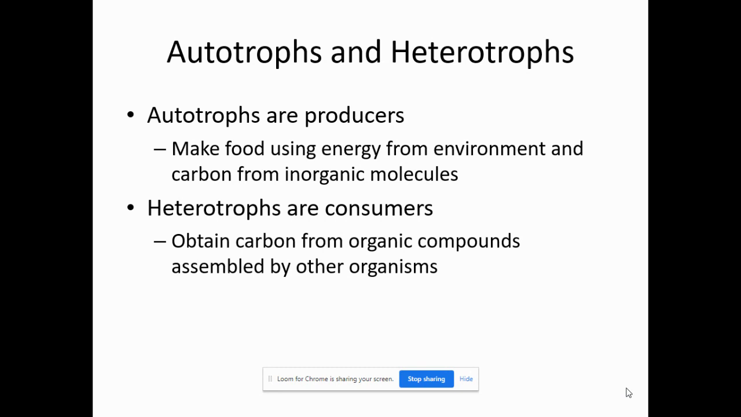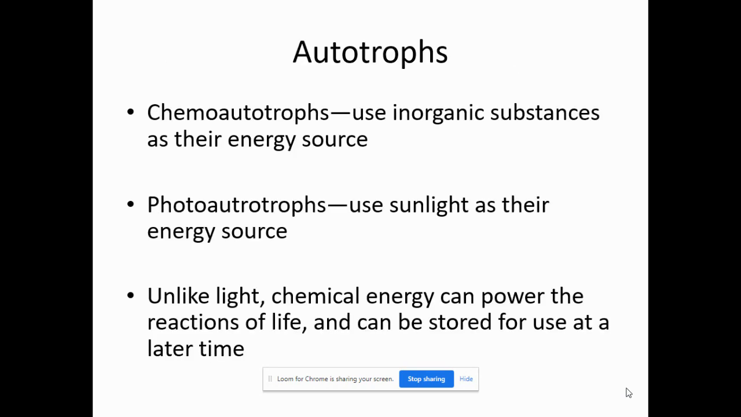Okay, as opposed to autotrophs, you have organisms that are heterotrophs. Humans are heterotrophs. We can't make our own food. We have to consume it. So heterotrophs are consumers. They obtain carbon from organic compounds assembled by other organisms.